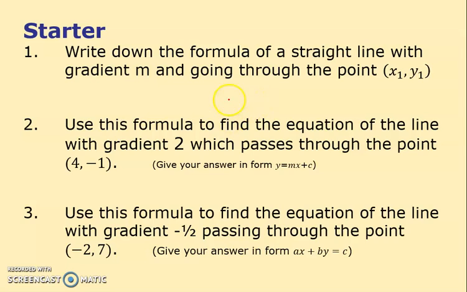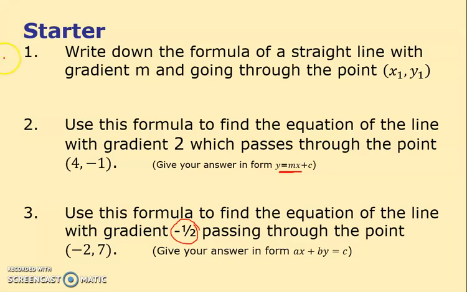First of all, we've got to start here. It says write down the formula of a straight line with gradient m going through the point (x1, y1). This is a set formula you want to know, so see if you can write that down. Use this formula to find the equation of the line with gradient 2 which passes through the point. Again, you use this first formula, but then you have to rearrange your equation at the end to say y equals mx plus c. And the third one has gradient minus a half, passing through the point (minus 2, 7). See if you can do those three. I'm going to pause the video and I want you to do those three, then I'll put the answers up.